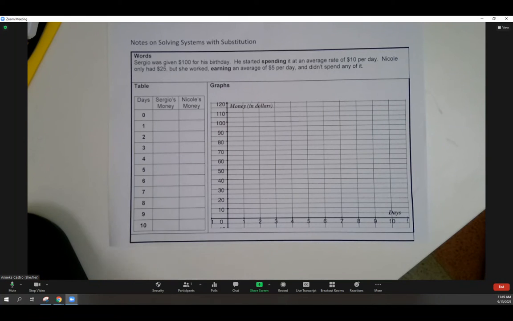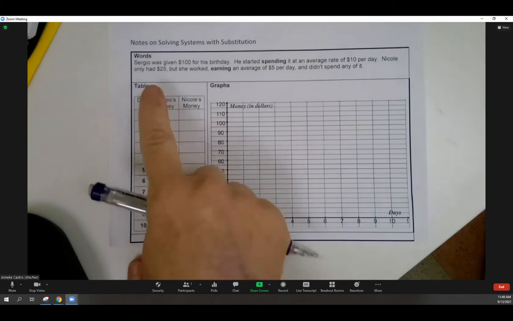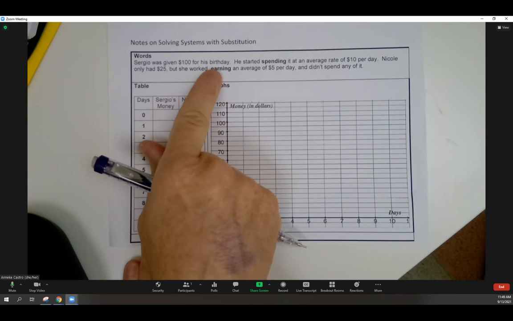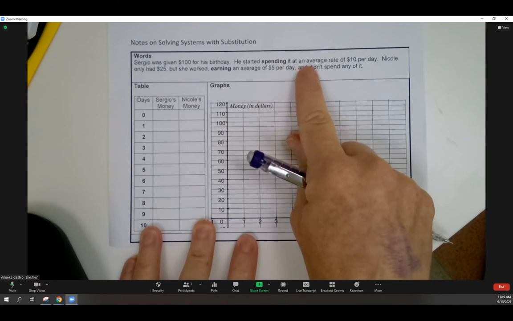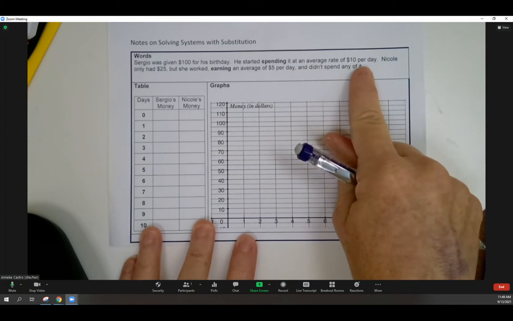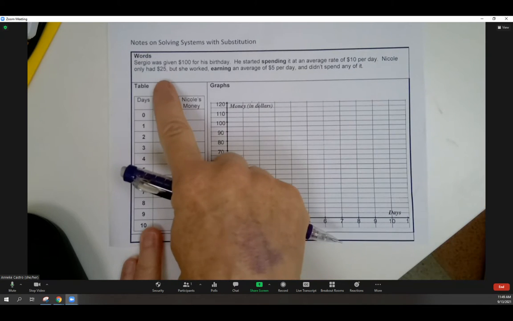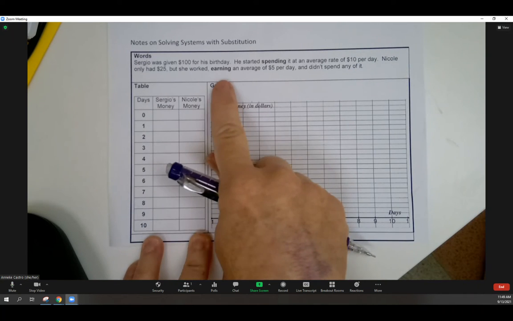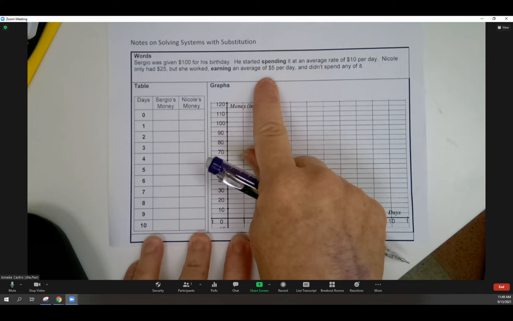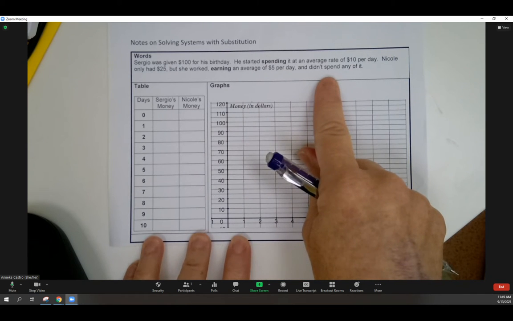Okay, Cappuccino, here's some further notes on solving systems with substitution. Some of you got to task number 4 in class, which was this problem. Sergio was given $100 for his birthday. He started spending at an average rate of $10 per day. Nicole only had $25, but she worked, earning an average of $5 per day, and didn't spend any of it.